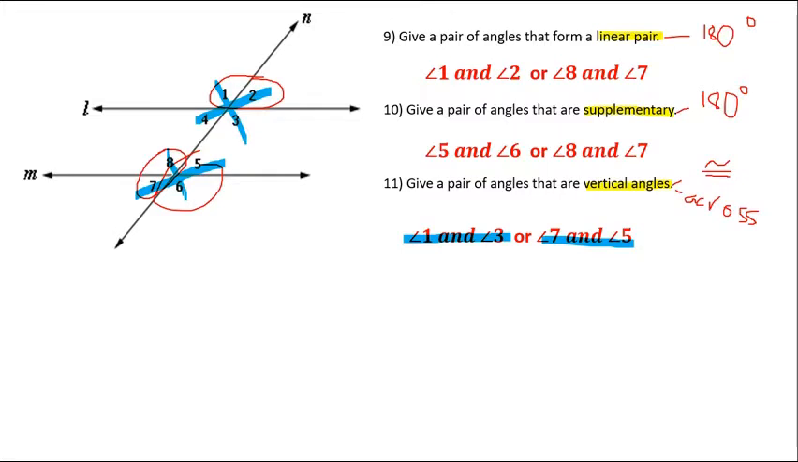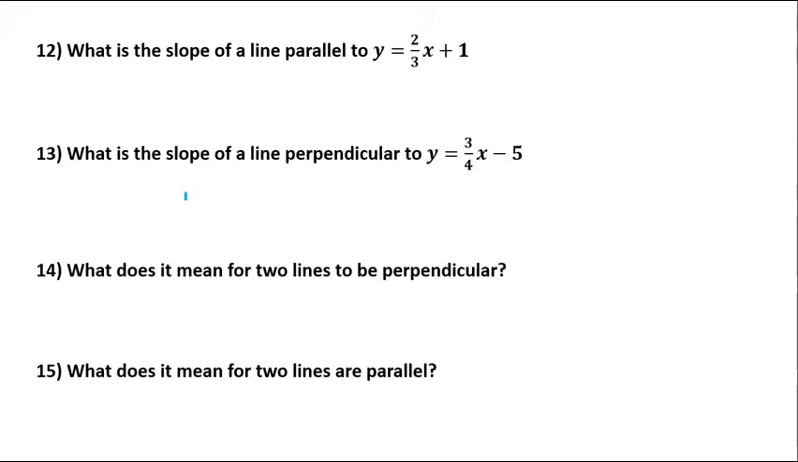Okay, so next question. Okay, so here it says, what is the slope of a line parallel to y? So when you look at this problem, we look for the slope. So the number in front of the x, that right there, is your slope. Okay, let me just write that down.